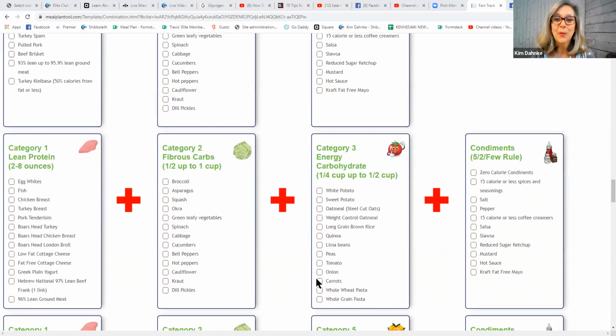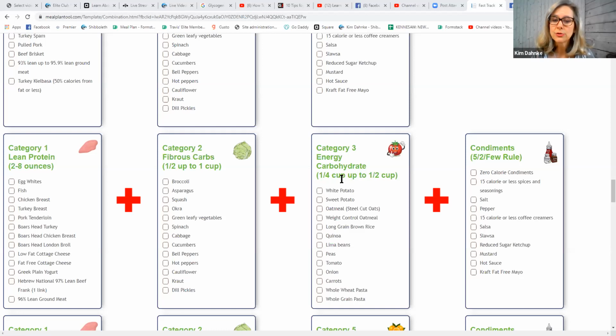Let's scroll down a little bit more. We have a new category here. This new category is our energy carb. You can have a 1/4 cup up to 1/2 a cup. In weight loss, a 1/4 cup is going to be your better bet. Once you get into maintenance, you could try a 1/2 a cup and see if it works for you. If it doesn't, then you don't want to do that. But a 1/4 of a cup is okay in weight loss.